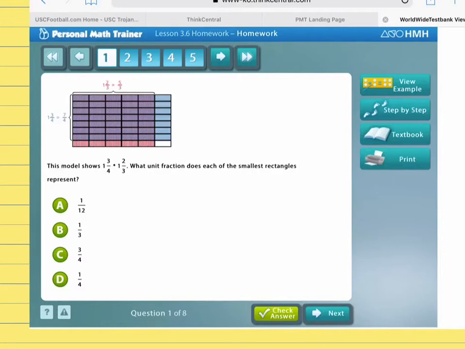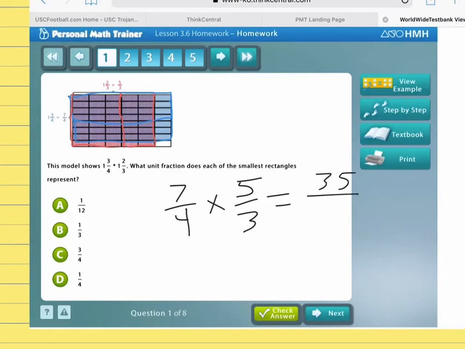So they broke it down a little bit further. They have 1 3/4, and that's equal to 7/4, and you've got your 7/4 over here, and then you've got 1 2/3, which is 5/3, going this way. So you're multiplying 7/4 times 5/3. What does each of these smaller rectangles represent? Well, there are actually 35 of them, and each of those is a 1/12.